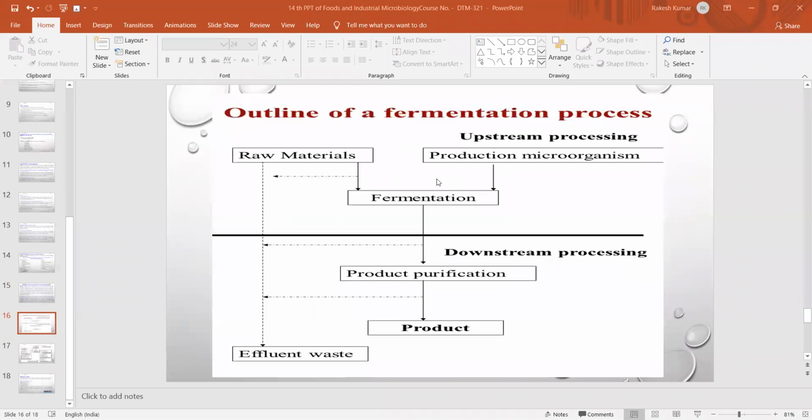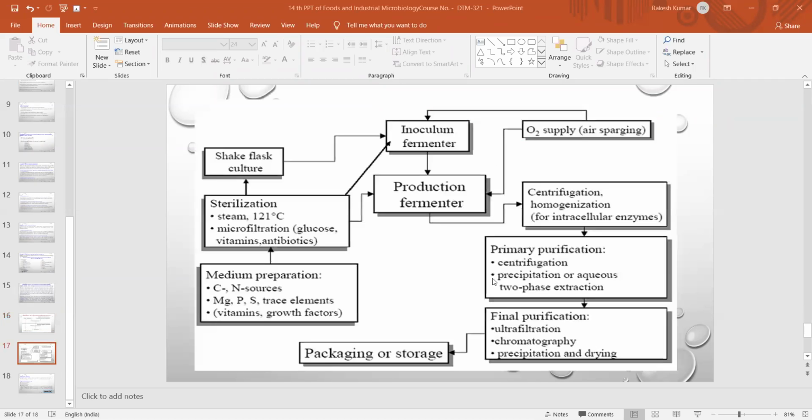Here in this figure, you can get an idea about the outline of the fermentative process. This is the upstream process, and after the fermentation process, the product goes for purification. The product will be formed. Then whatever effluent is there will be utilized as per its nature and characteristics. So these are known as downstream processing.